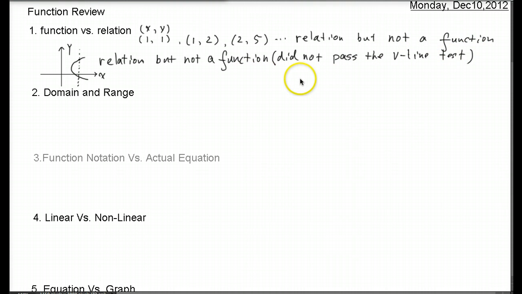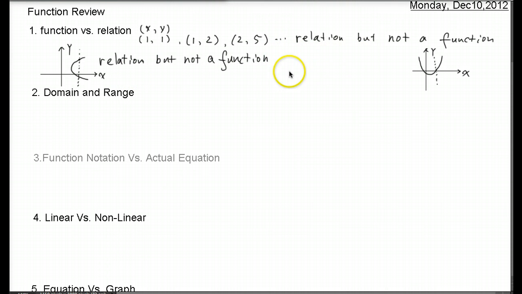Okay, and of course, if we draw another one, let me erase this part. We draw another graph. It's actually a parabola. And then you can see if you draw a vertical line anywhere, you can only get one intersection. Not a function because it did not pass the vertical line test.